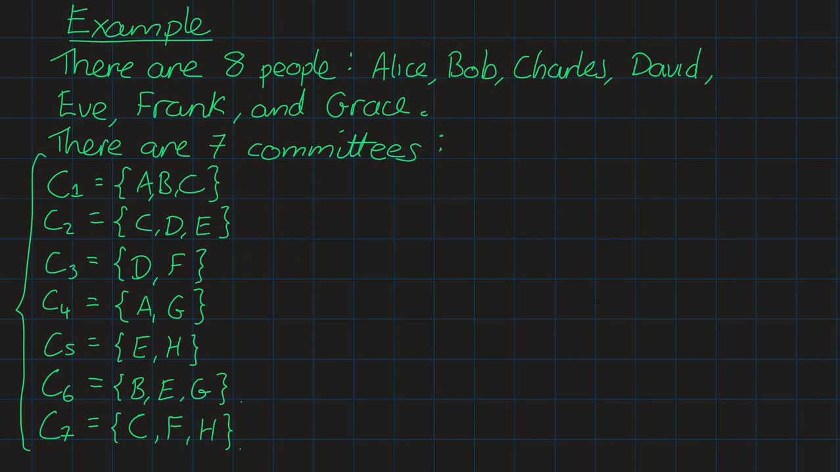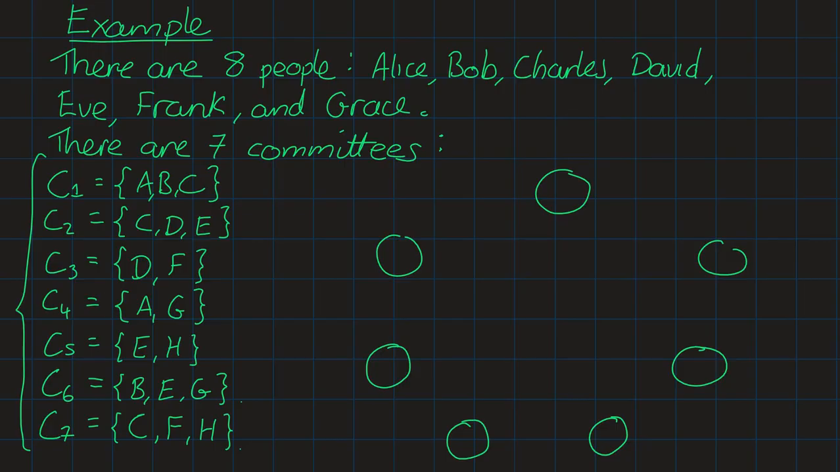So the first thing we do is we draw a conflict graph. I need to draw a graph with 7 vertices which is readable. So what do I have? 1, 2, 3, 4, 5, 6, 7. The vertices represent the events, and the events are the committees. So C1, C2, C3, C4, C5, C6, C7.